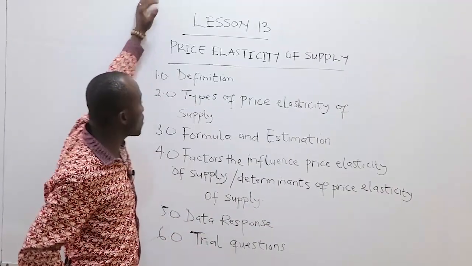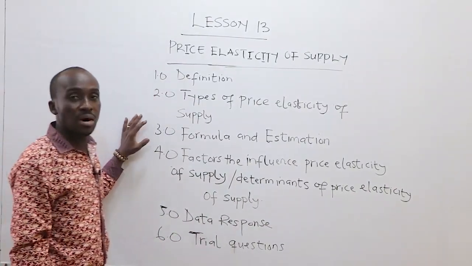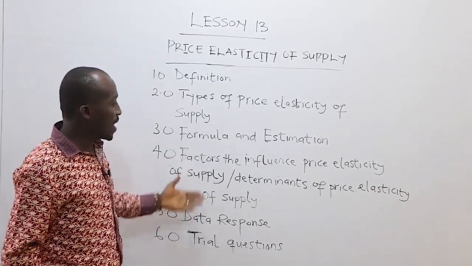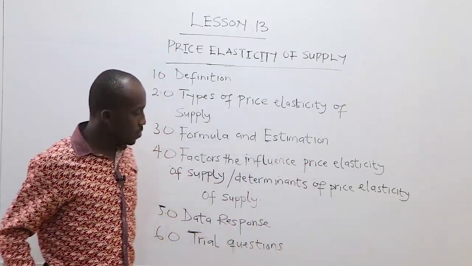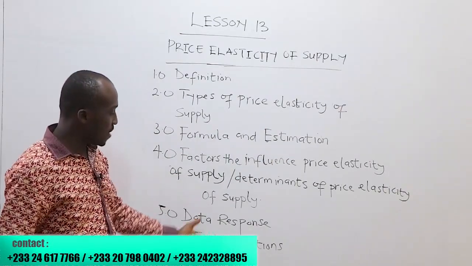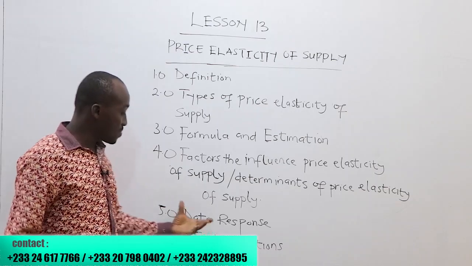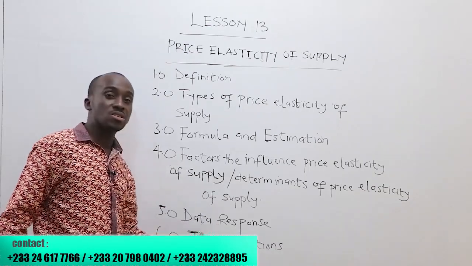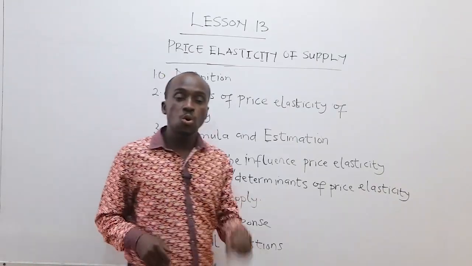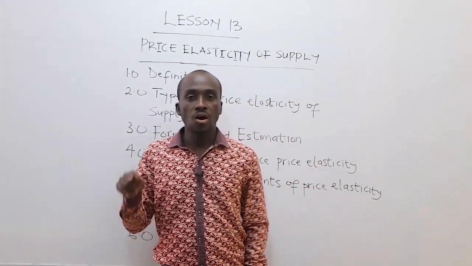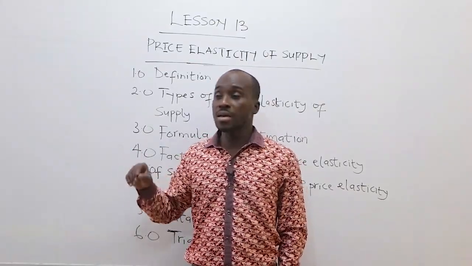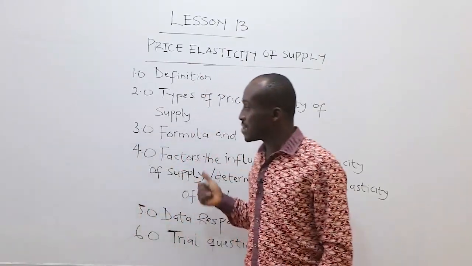So what do we have in this lesson? We're going to look at the definition of price elasticity of supply, the types, the formula, and how we estimate and interpret it. We're going to look at factors that influence price elasticity of supply, or determinants of it. We look at some data response questions and give you try questions, and that will be the end of this lesson. So I beseech you, go and watch our lesson 8 on supply and lesson 12 on elasticity of demand, so that it will help you get these things right.